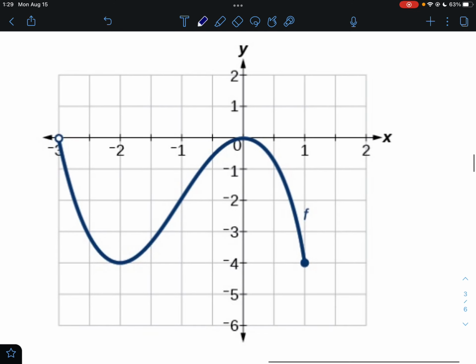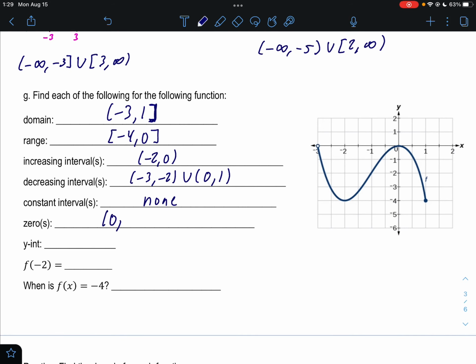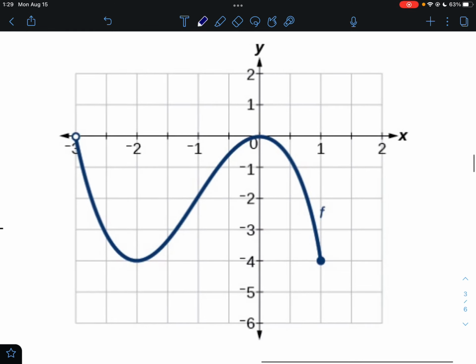Zeros is where it crosses the x-axis. It might look like there's 2, but this one doesn't actually exist. Never actually hits it. So the only 0 is right there, and that's 0, 0. The y-intercept, when it crosses the y-axis, is also 0, 0.